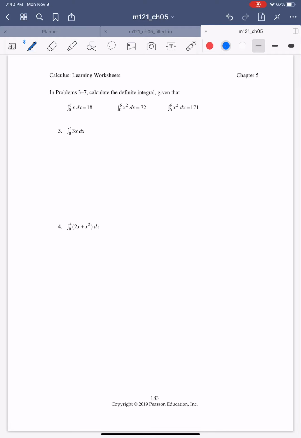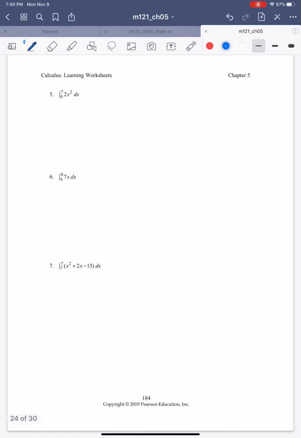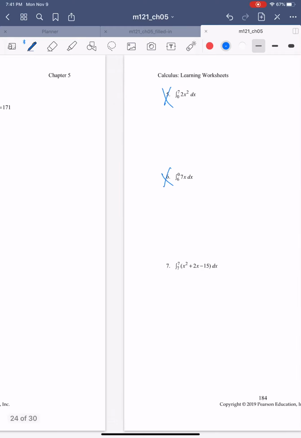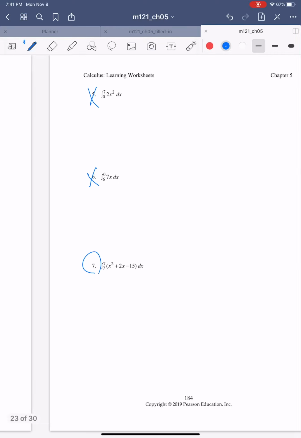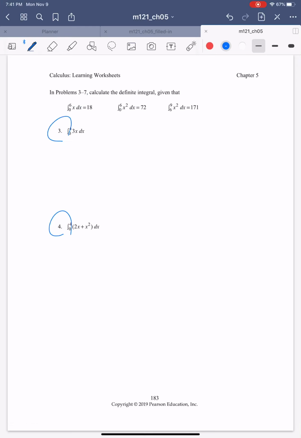I will do 3 and 4, and then you're going to be doing 5 and 6. So I just cross it out for you to try because it's very similar to 3 and 4. And then we'll do number 7 together. So 3, 4, 7, we'll do it together. In problems 3 to 7, calculate the definite integral, and we are given these conditions.